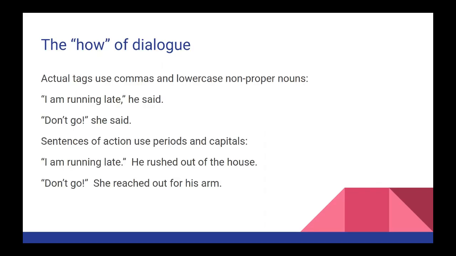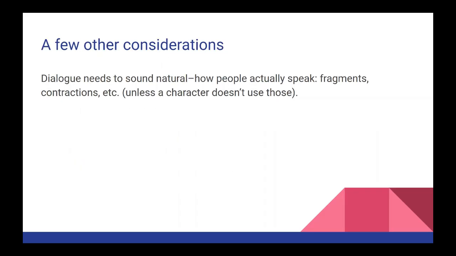Sentences of action instead use periods and capital letters. "I'm running late." Period. He rushed out of the house. So when I say a sentence of action, that's the he rushed out of the house. "Don't go!" exclamation point. She reached out for his arm. So those get capitalization and the proper punctuation. So that's the formatting stuff. A few other things just to think about.